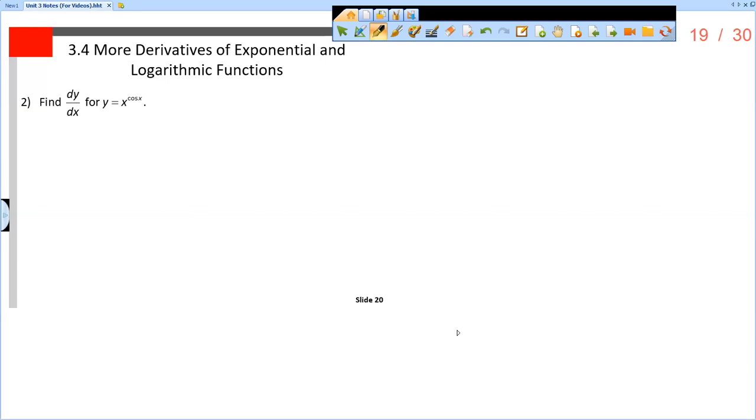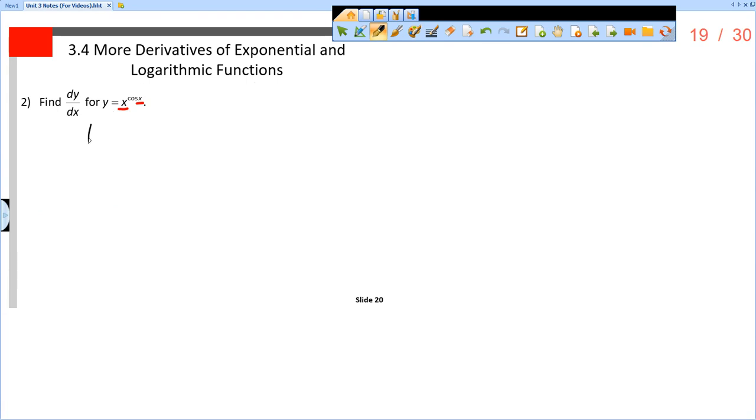This is the 3.4 notes video for slide number 20. All right, so it says find dy/dx for y equals x to the cosine x power. As soon as you see an x in the base and an x in the power, that means that we are going to use logarithmic differentiation.